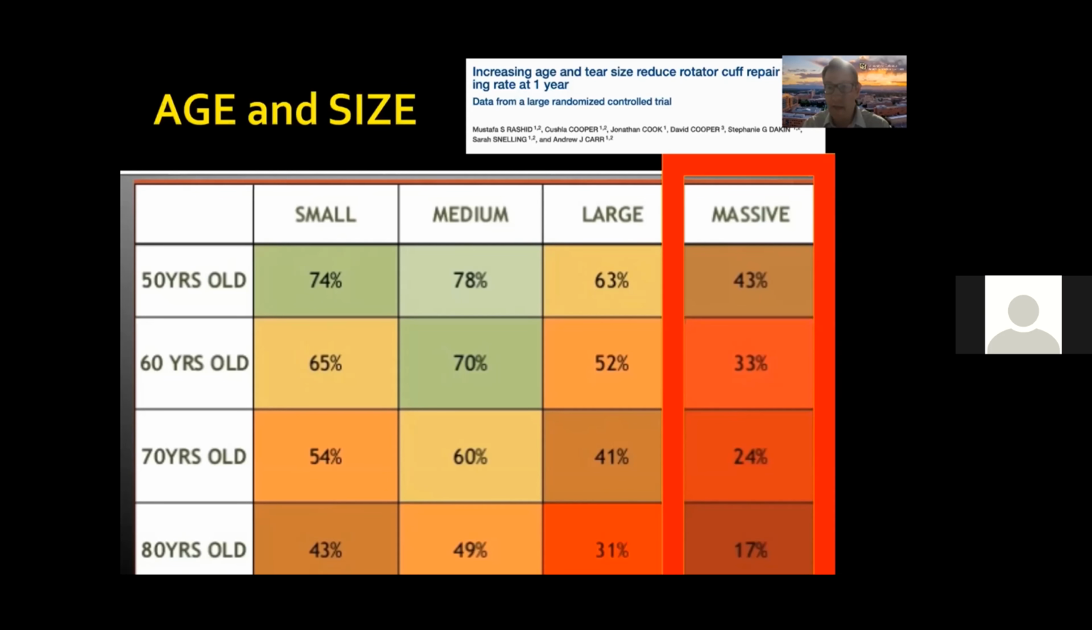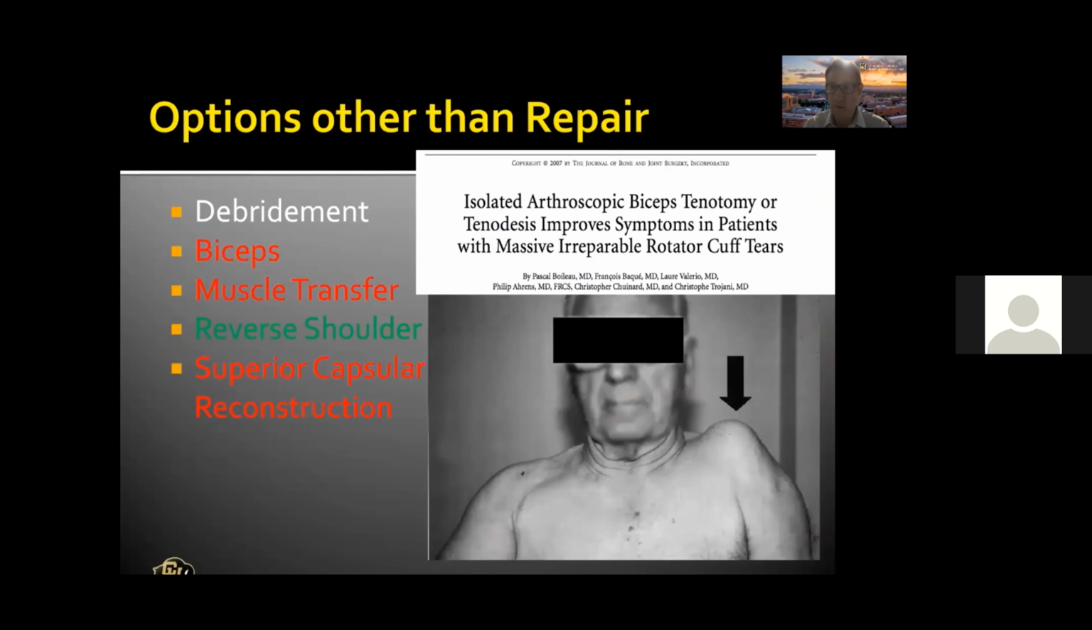So options other than repair, which a lot of these have already been discussed. So simple debridement, which is something to consider, biceps tenotomy or tenodesis, tendon transfer. Again, I'm going to focus on reverse shoulder replacement and then superior capsular reconstructions. So why reverse? Why do I recommend a reverse in some of these patients? There are predictable results with reverse shoulder replacement, in particular pain relief.